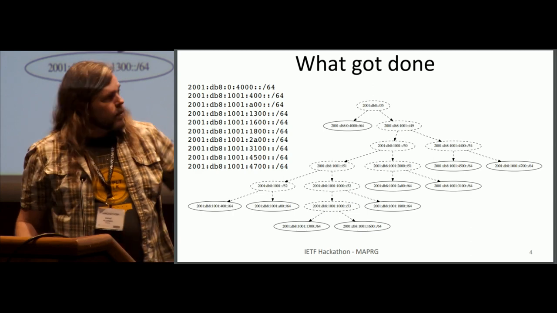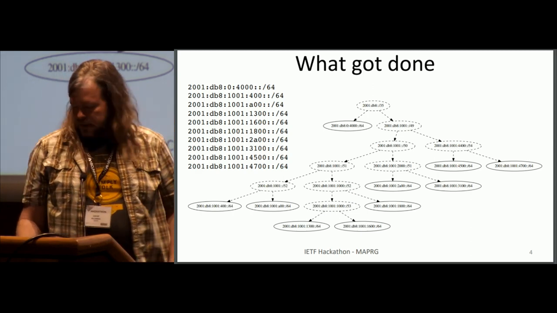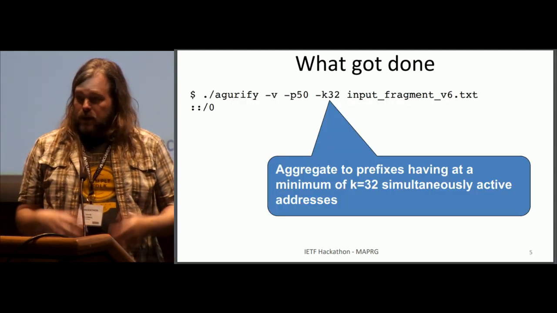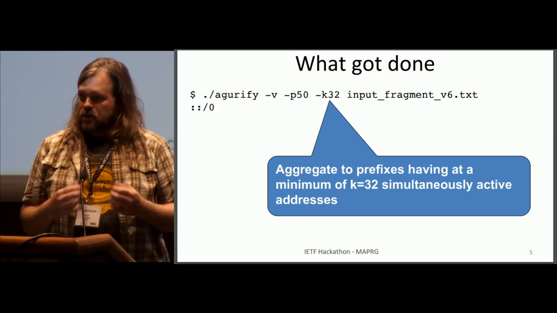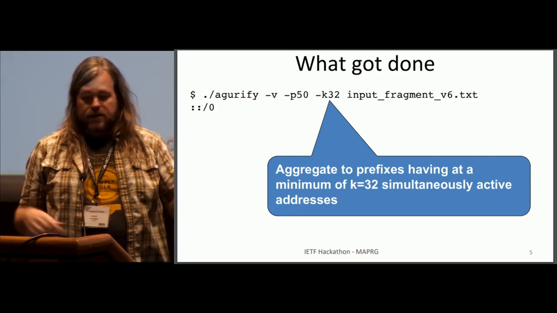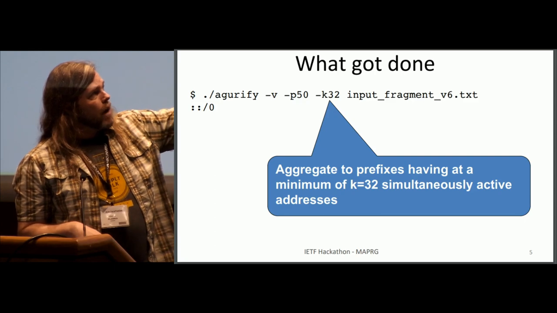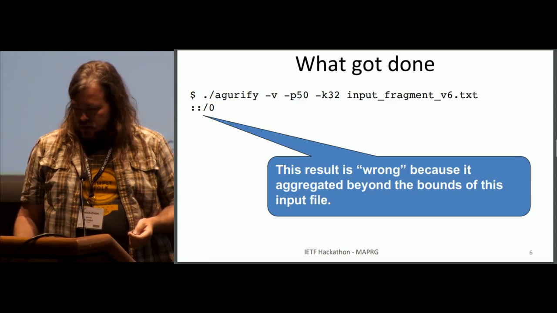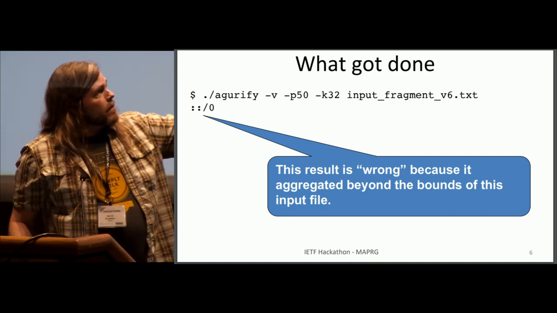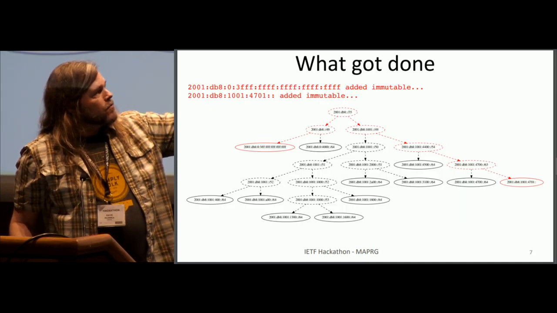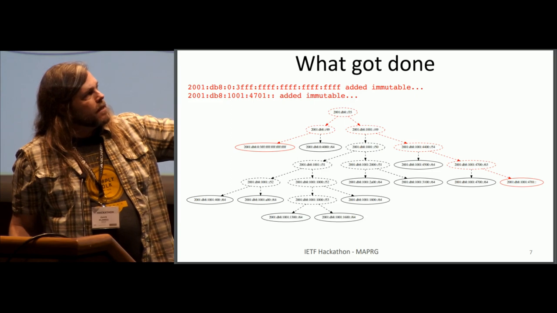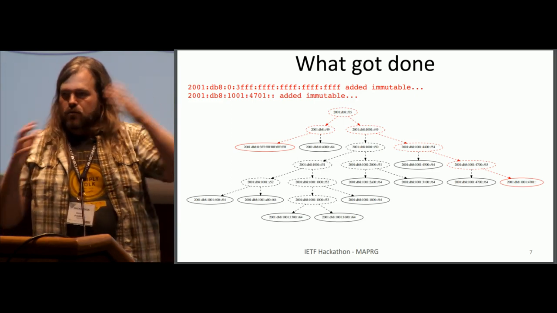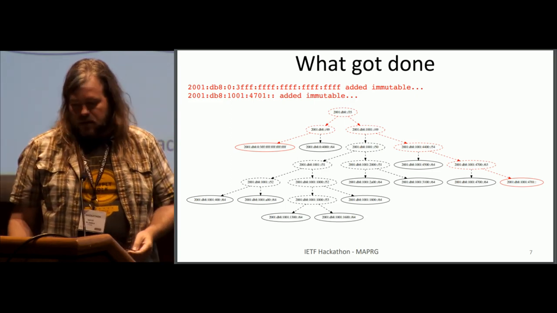So we put them in the tree, the leaf nodes are all those active addresses, and then we run some operation, which I call Agurify, which aggregates them in some useful way based on your selection criteria. Like, let's say I only want aggregates that represent at least 32 of those active users. Well, the problem is, if you run it the old way, it'll aggregate up the whole tree because there was nothing there.